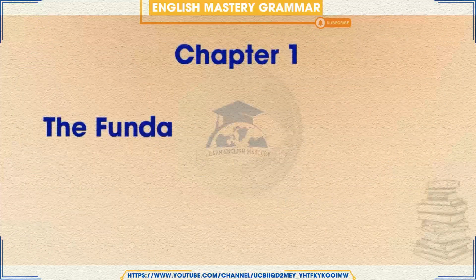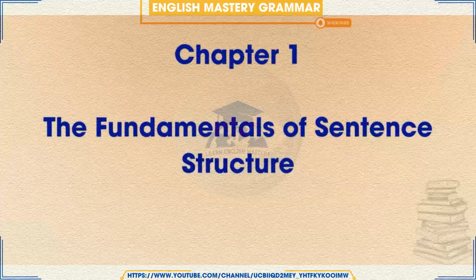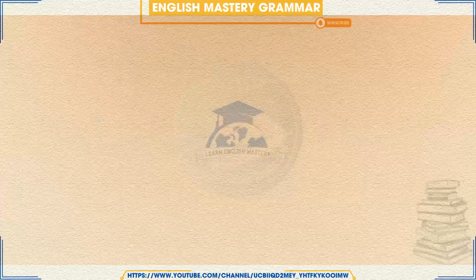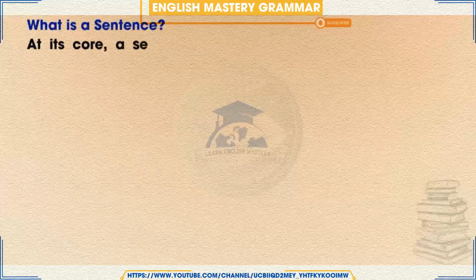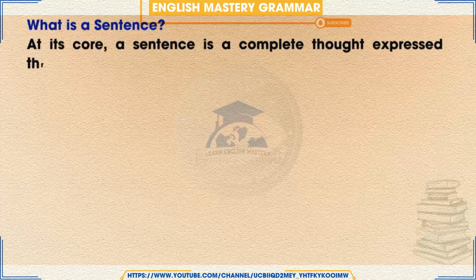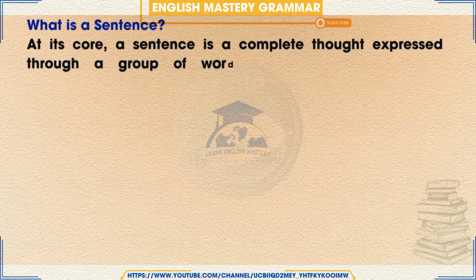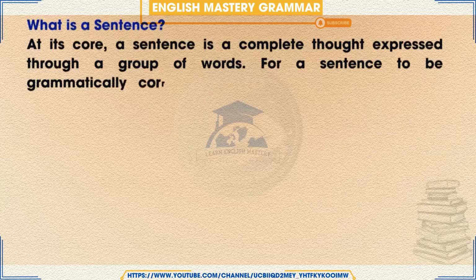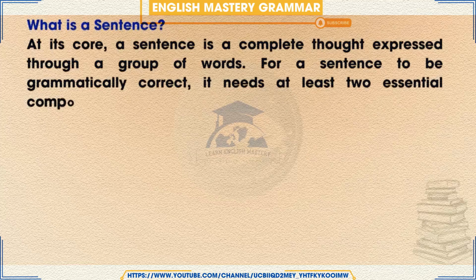Chapter 1. The Fundamentals of Sentence Structure. What is a sentence? At its core, a sentence is a complete thought expressed through a group of words. For a sentence to be grammatically correct, it needs at least 2 essential components: a subject and a predicate.